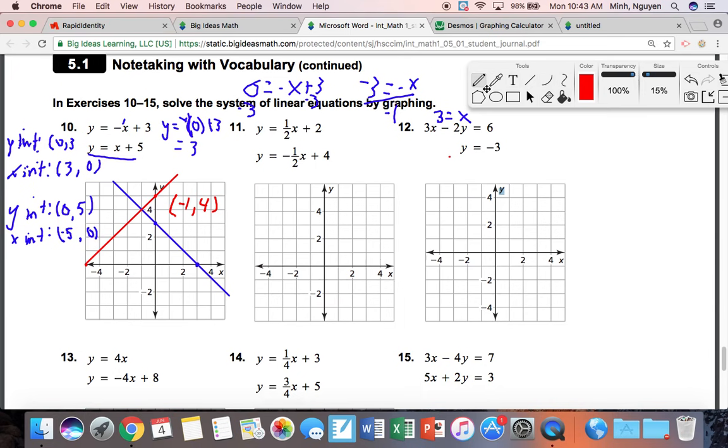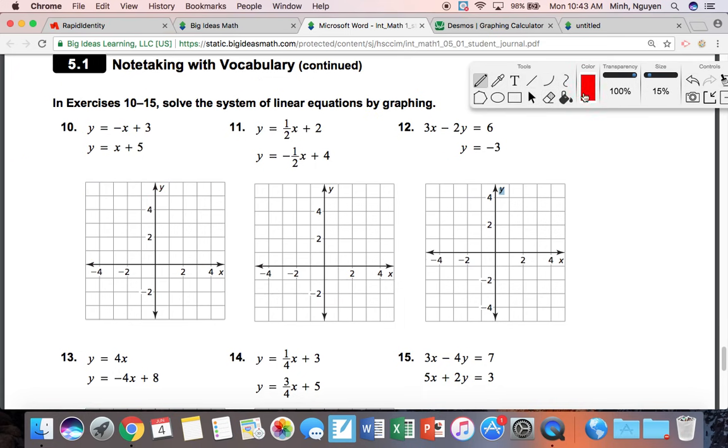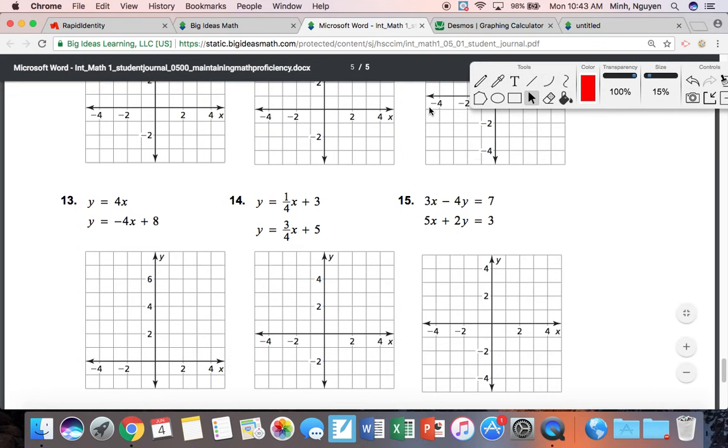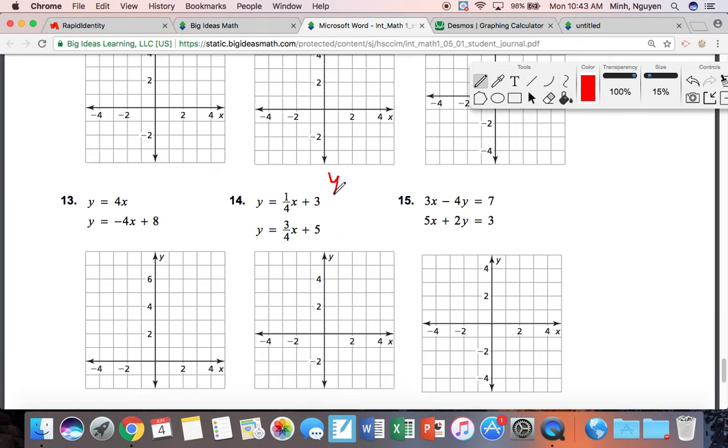Let's see, I'll do number 14 next. That's fractions, but again, this class is not meant to teach you fractions, so if it's hard, just do your best and try to slowly pick up fractions over the course of the year.